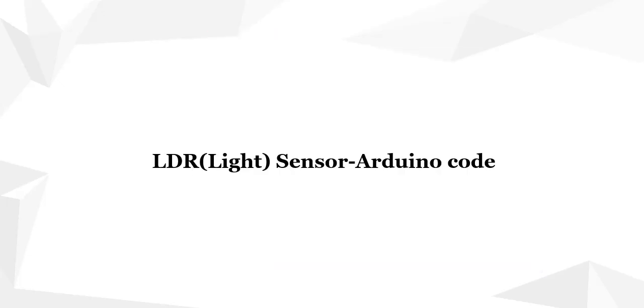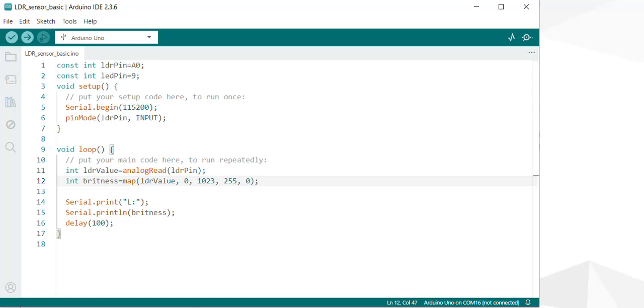We will set two variables at first. The LDR pin we will set to A0, and the second variable is the LED pin, and we will set the value of this variable to 9. That will be digital pin number 9.